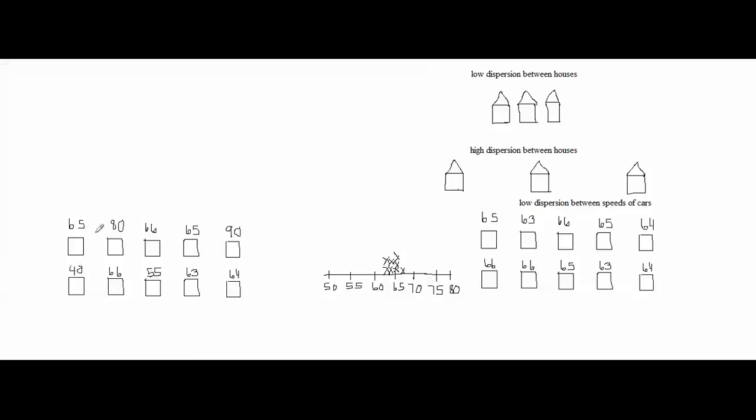You now have an example of 10 cars that have a higher amount of dispersion between their speeds. The speeds are now further apart from each other, so this would be a higher amount of dispersion between the speeds of the cars. And we can even see that if we made a number line.